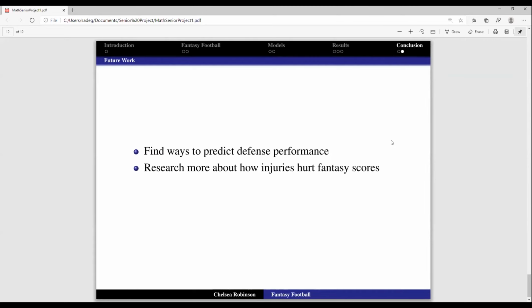And I wanted to research more about how injuries hurt fantasy scores throughout the season. Say your player is injured, and you draft 3 players that get injured. Could you trade out, or would it be fair if you trade out players and things like that? And are there any questions?